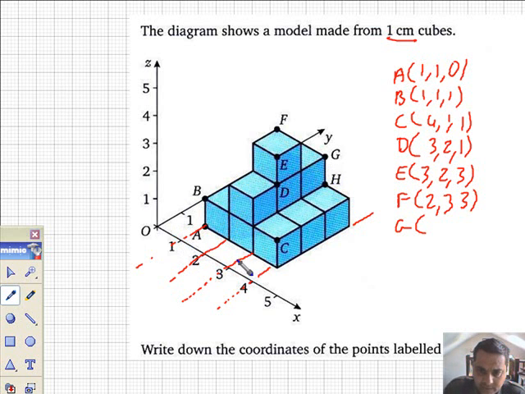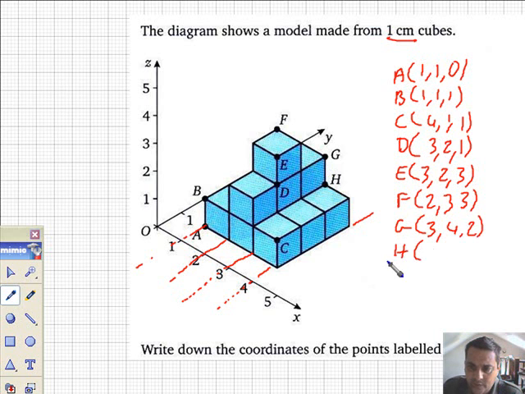Follow it back like that. Oh no, look at this. G, take it back, come down, look, 3. So 3 across, it's tricky even for me. 3 across, 1, 2, 3, 4 in the Y direction, and is 2 cubes tall. So it's 3, 4, 2.